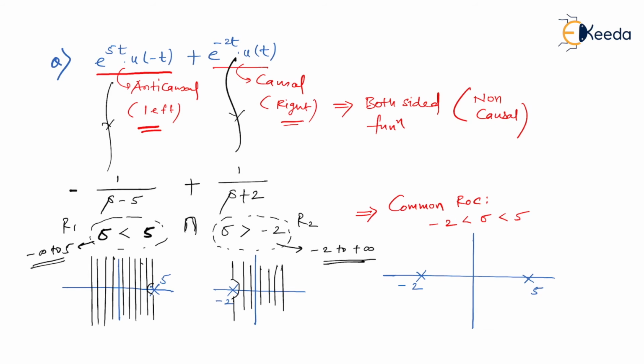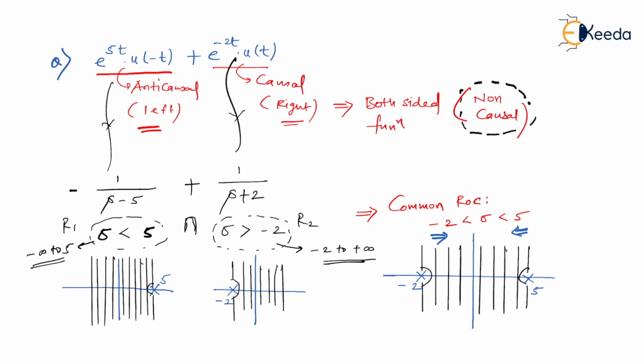So if you remember, for minus 2, the ROC is present to the right hand side. For positive 5, the ROC was present to the left hand side. To satisfy both, we have to take the area between minus 2 to positive 5. So in this case, how are you going to describe your ROC? Is it right-handed side or left-handed side? Then the answer is none of them. ROC is both-sided. So whenever you have a non-causal signal or a non-causal function, ROC is always both-sided.